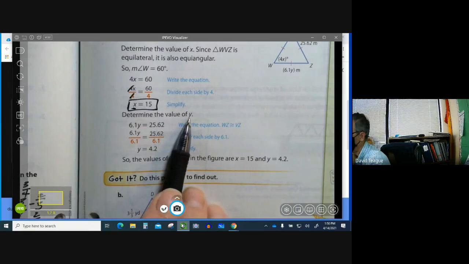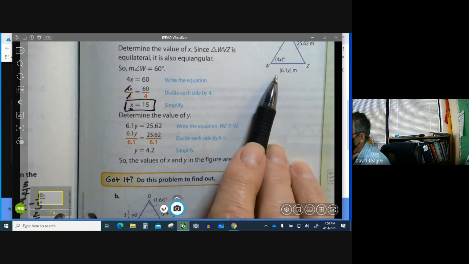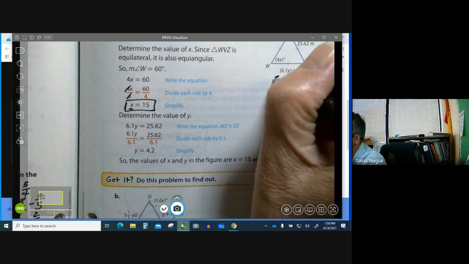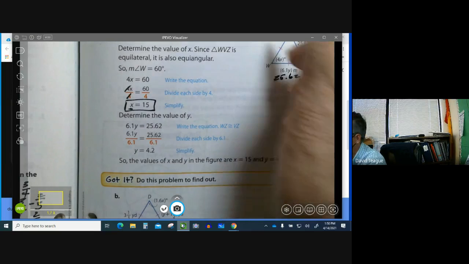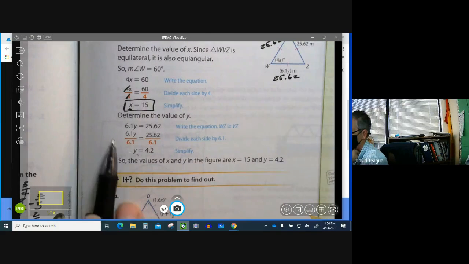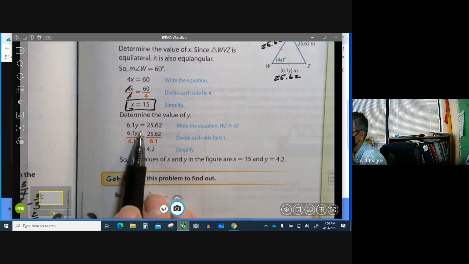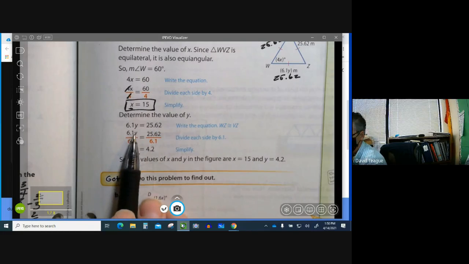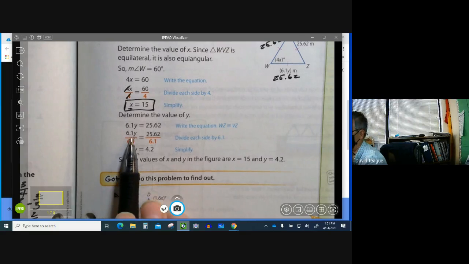Determine the value of y. Here, this side is 6.1y, but I also know this side is equal to 25.62. So my formula is 6.1y is equal to 25.62. Well, that's multiplication. They don't have an operation sign there, and when you don't have one, you just assume that's multiplication. So the opposite of multiplication is division.